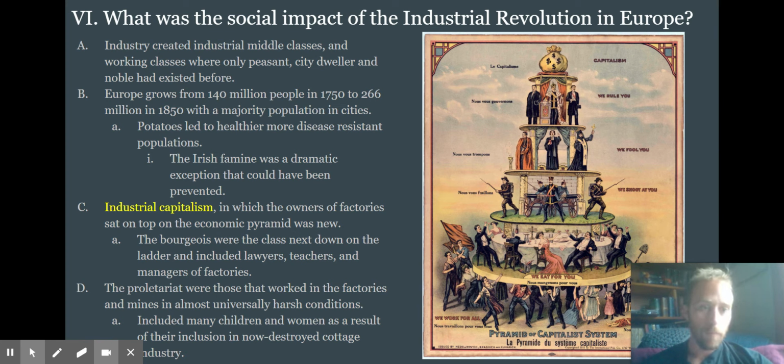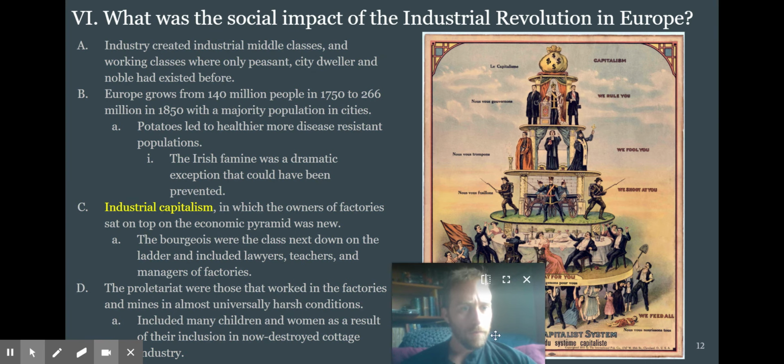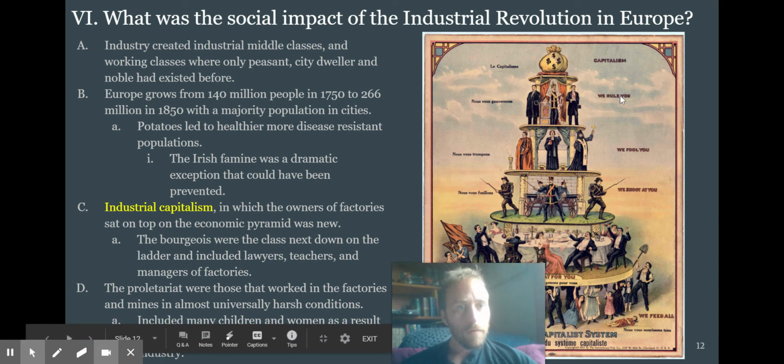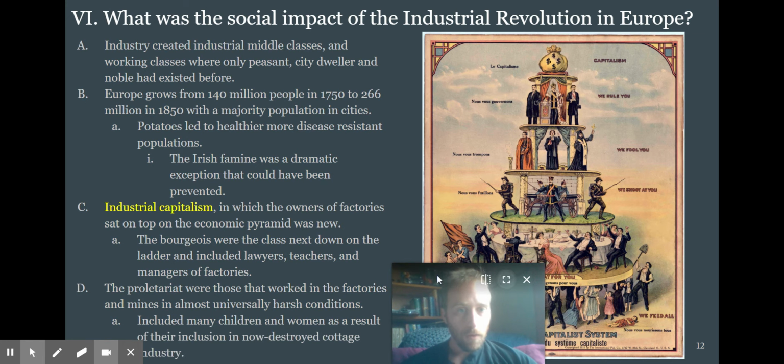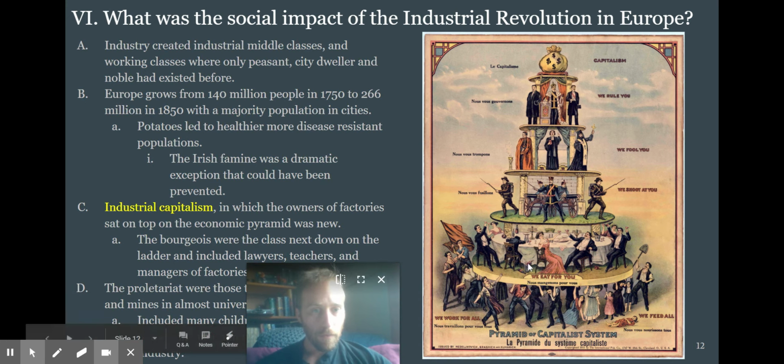And again, this includes many women and children who get worse rates than men do on a general basis. Just to read the sides of this, the top says capitalism. The next level says we rule you. The clergy here, it has the we fool you. And it's got soldiers, we shoot at you. And then the bourgeoisie right down here, the new class, we eat for you. And then the proletariat, who's suffering here in this cartoon, which says we feed all.